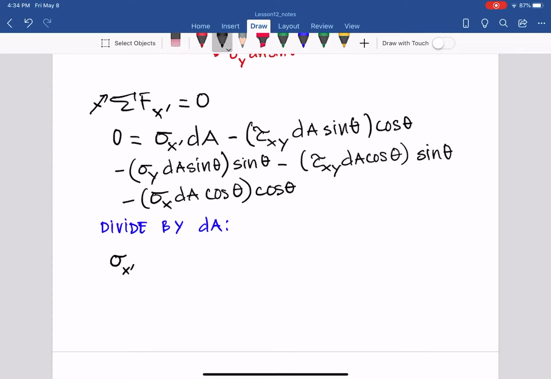Sigma x apostrophe is equal to sigma x cosine square theta, and then you have sigma y from that equation, sine square theta plus 2 tau xy sine theta cosine theta.